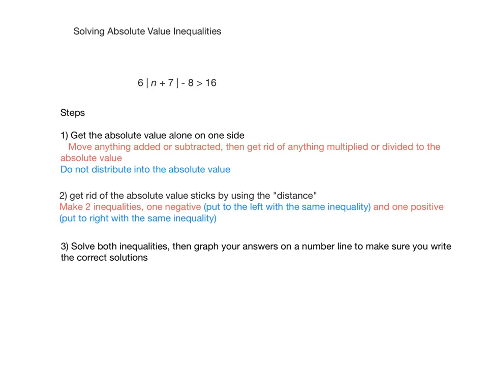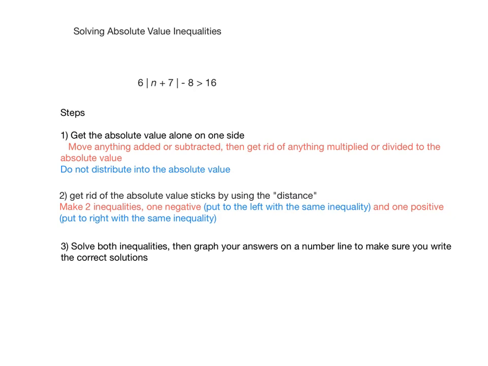So we're going to walk through this example of solving absolute value inequalities. First of all, I'll give you the steps like we did in class. It's always get the absolute value completely by itself on one side of the inequality. By doing that, you get rid of anything added or subtracted, and then get anything attached to the absolute value by multiplication or division. And remember, you can never distribute into an absolute value. So we'll walk through those steps.